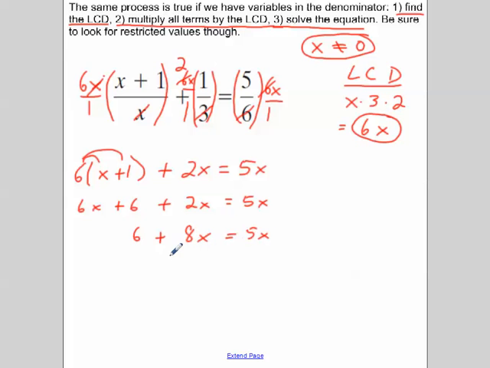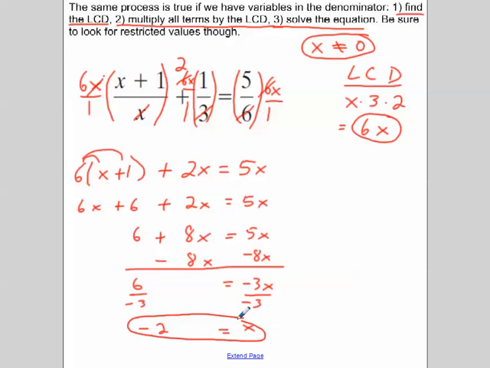Now we have to move the variables to one side, numbers to the other. I'm going to choose to move the variable to the right side by subtracting 8x. Let's subtract 8x on the right side. I have 6 equals negative 3x. Divide by negative 3, divide by negative 3. We have negative 2 on the left side equals 1x, or just x. And there's our solution: x equals negative 2. That does not violate our restricted value of x cannot be equal to 0, so we're pretty much done.